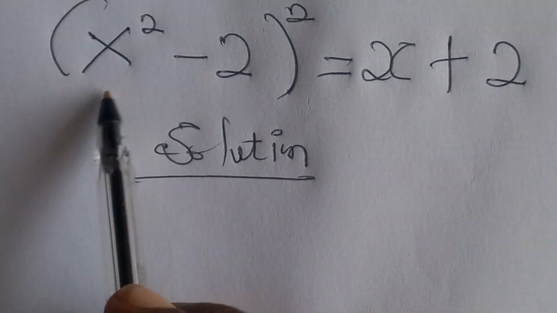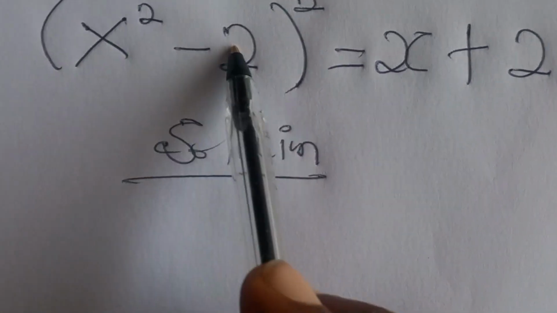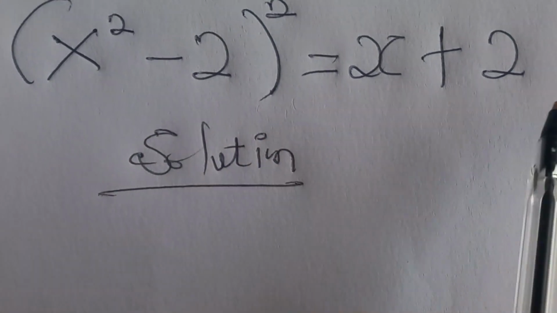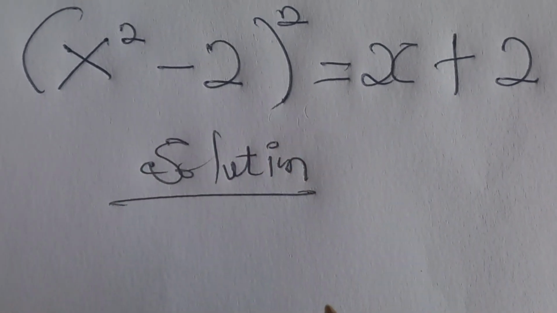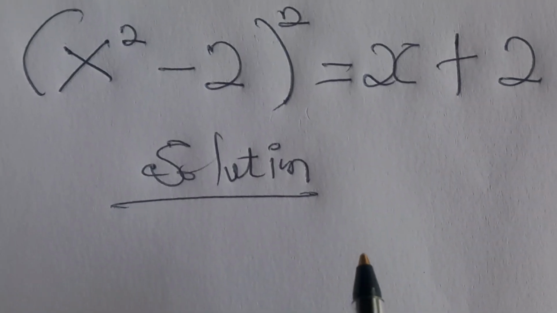So today we are looking at this equation. We have (x² − 2)² = x + 2. We are supposed to find all the roots of x in this equation.